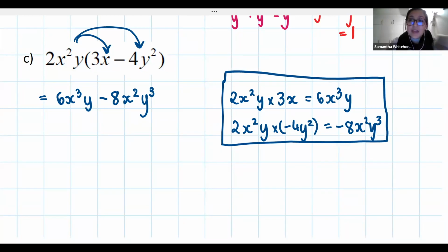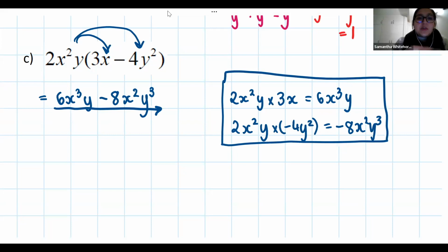Yes, they both have an x and a y, but the exponents are different. The first term has an x cubed, the second term an x squared. The first term has a y, the second term a y cubed. Those exponents are different, which means these are not like terms, which means that that is my answer. That is it. So when we are distributing, yes, double check if you've got like terms, but sometimes you don't, and that's fine.